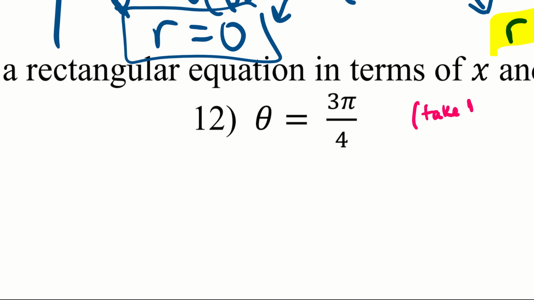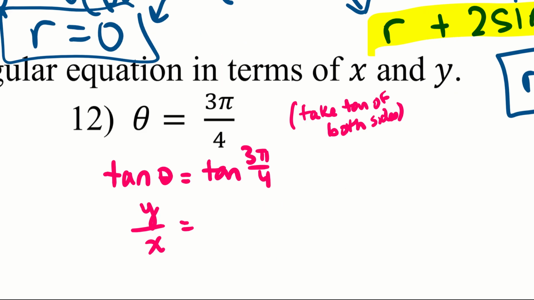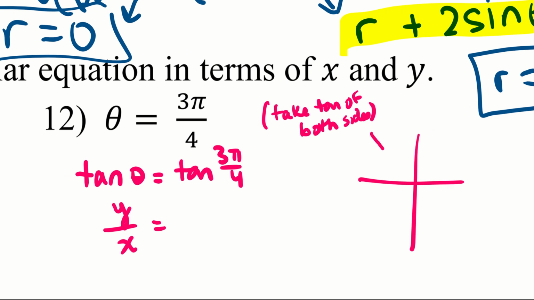You may not have even known that you could do that, but this is part of the equivalent balancing that we're allowed to do in an equation from algebra. So we're going to take the tangent of both sides to make this look more familiar. I'll have the tangent of theta is equal to the tangent of 3 pi over 4. Well, the tangent of theta would be y over x, and the tangent of 3 pi over 4 is here. We know that 3 pi over 4 is negative root 2 over 2, so the x and the y are the same but with different signs, so that would equal negative 1.